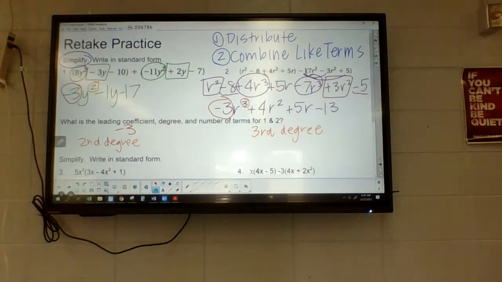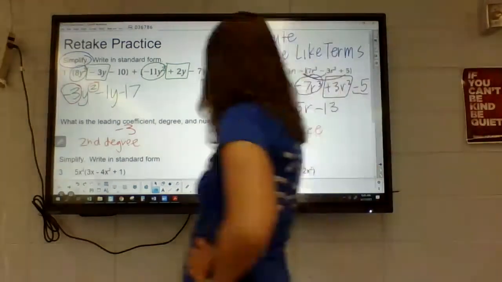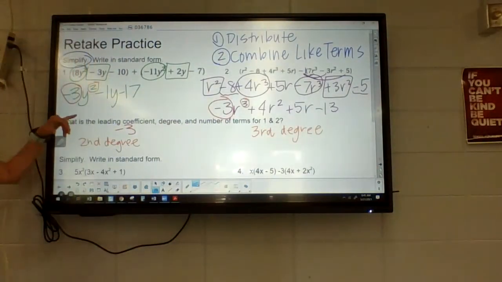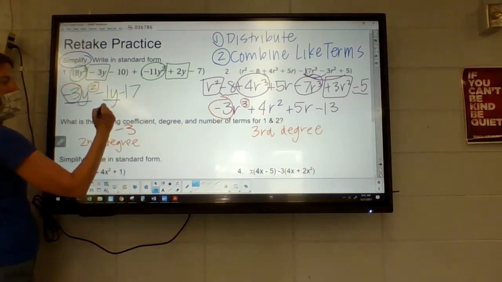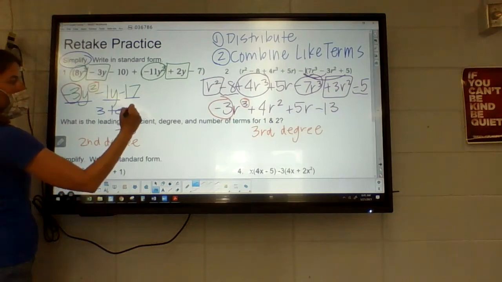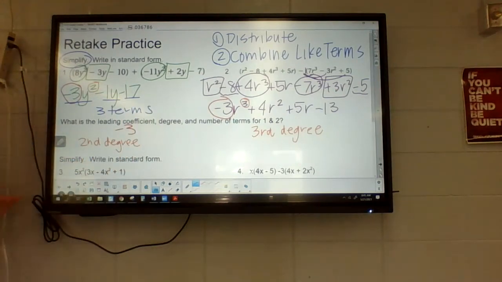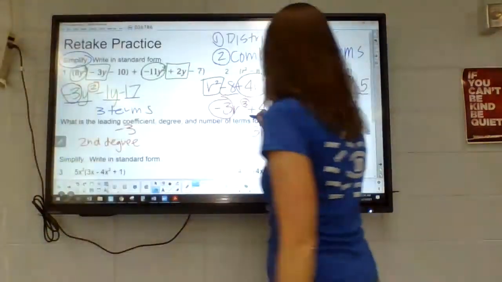And then number of terms. How many terms is number 1? 3. 1, 2, 3 terms. Number 2 is how many? 4 terms.